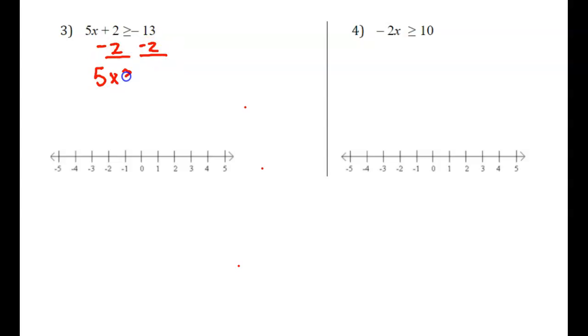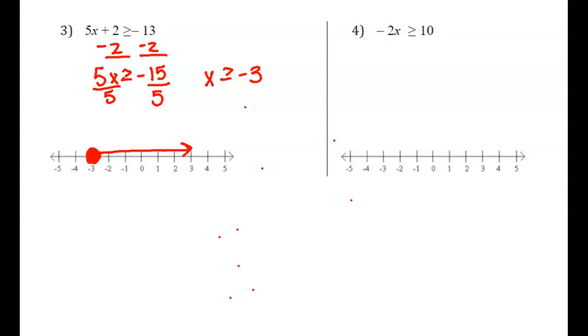My 5x is greater than or equal to negative 15. And then I'm going to divide both sides again by a positive, so I'm not going to flip the sign. My x is going to be greater than or equal to negative 3. Okay, so now I'm going to go to negative 3. I'm going to make my circle, but then I'm going to color it in because it says it's greater than or equal to. And because it's greater than, my arrow is going to go to the right.